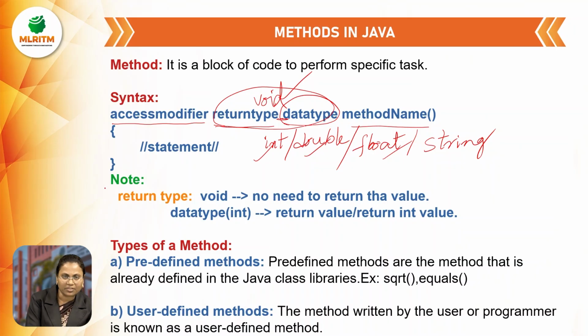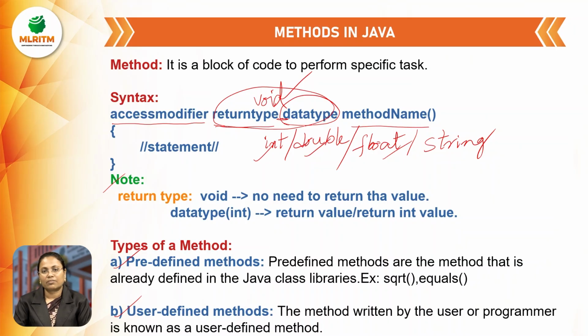So that's what I have given, the same information I have written in the note. Next, how many types of methods can we have? We have predefined methods as well as user-defined methods. From the name itself we can understand what predefined and user-defined mean. Predefined methods are the methods that are already defined in the Java class library.